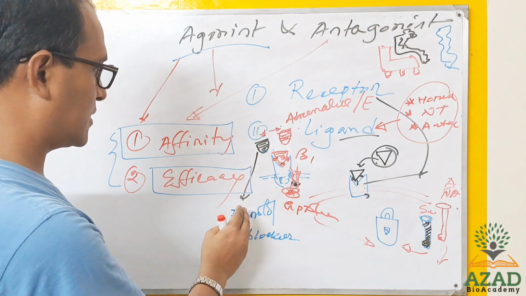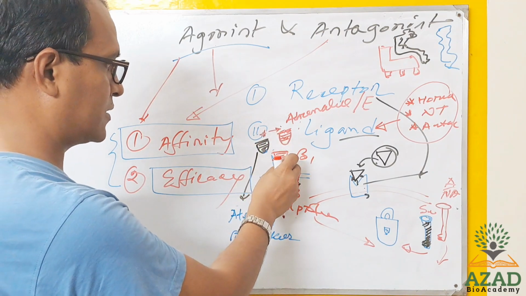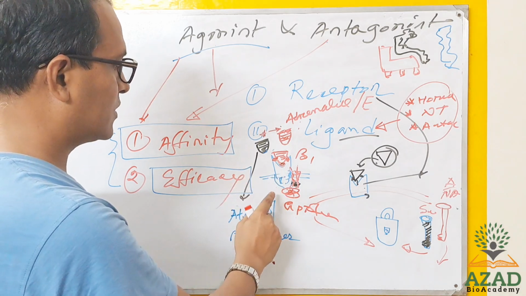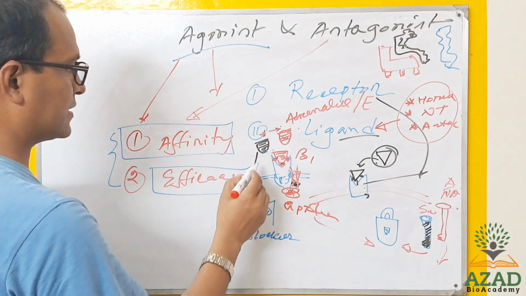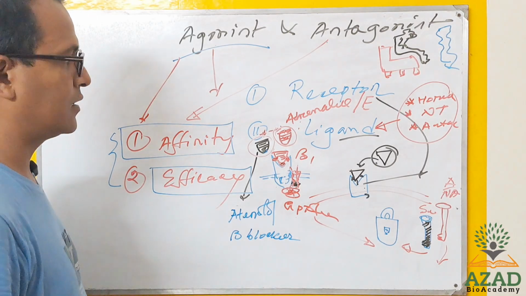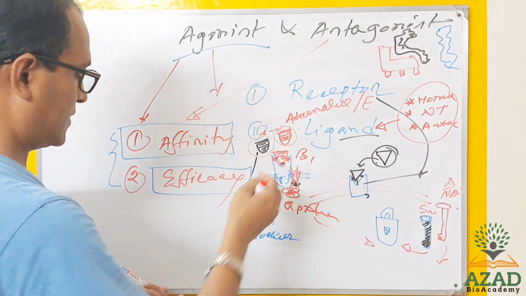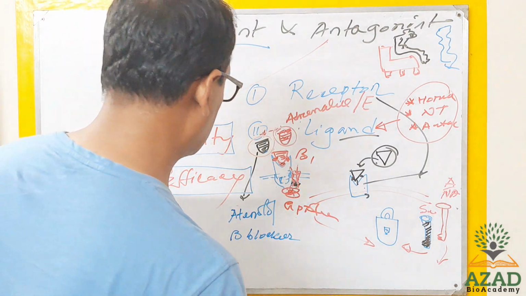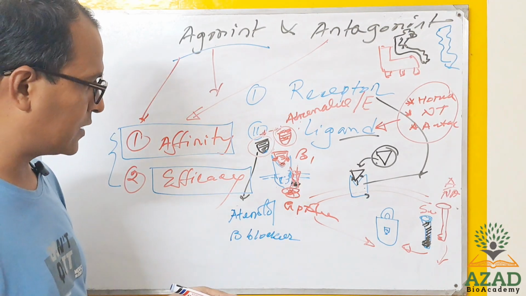And if you take atenolol, the atenolol will bind properly with the receptor, but it will not be able to change the conformation of the receptor, so the G protein will not be activated and there is no biological function. That means atenolol will just antagonize the noradrenaline or adrenaline. So these are each other's antagonist.